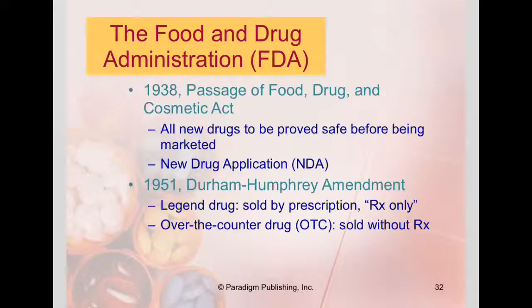In 1951, the Durham and Humphrey Amendment separated the drugs into two categories, either legend drugs or over-the-counter drugs. Legend drugs had to have a prescription, and they're always marked with RX only. Over-the-counter drugs can be sold without a prescription.